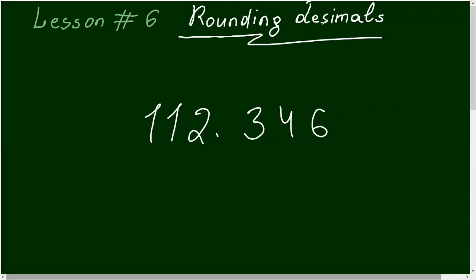Let's look at one more example. This time I have to round this number to the nearest hundredth. So I have underlined 4 because the digit in the hundredths place is 4, and the digit to the right of the underlined digit is more than 5 because 6 is more than 5. So I have to round up, and therefore I get 112.35. If I have to round this number to the nearest hundredth, I get 112.35.